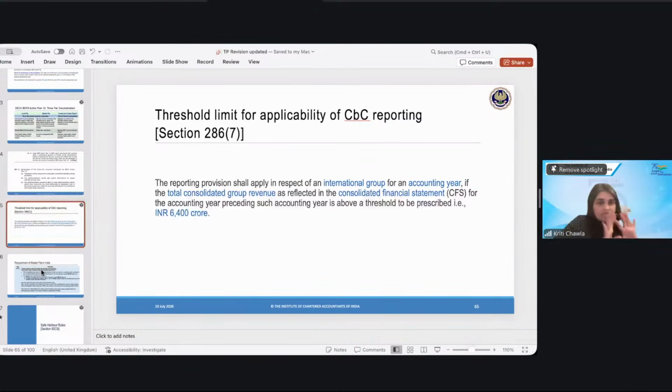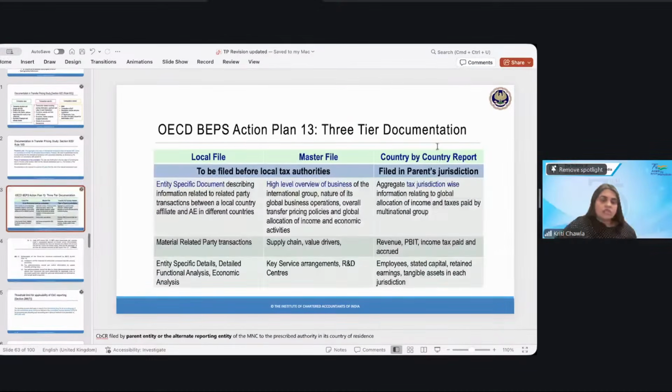So what I'm really trying to say is that the threshold for CBC is as per the total consolidated group revenue in the consolidated financial statements. This threshold should be 6,400 crore rupees. INR 6,400 crore, only then CBC will be applicable. Now, just to clarify, this one has a threshold of 6,400 crore, the country by country report right here.